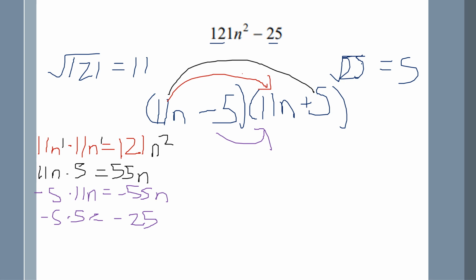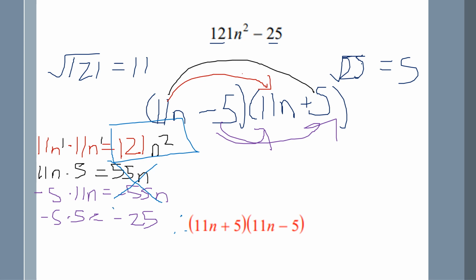Now I have done my FOIL method all the way through. Things could cancel out. So that negative 55n and that positive 55n cancel out, leaving me with this. And this is how I know I am correct, because you are left with 121n squared minus 25. And that's what you started off with. And this is how I know my answer is correct. So I have already done it. Let me put my 3 little dots again. So I'm done. Boom, there it is.